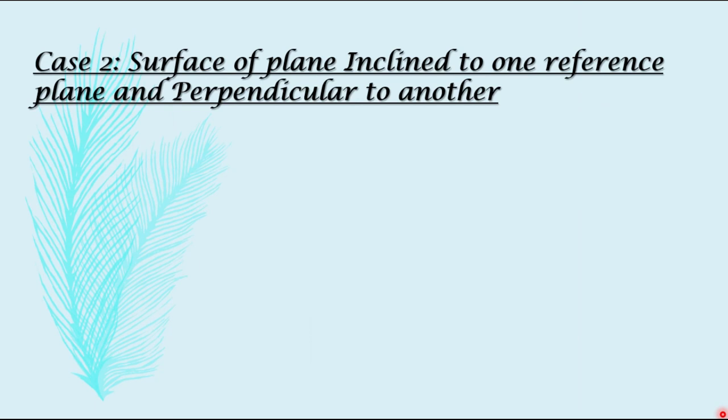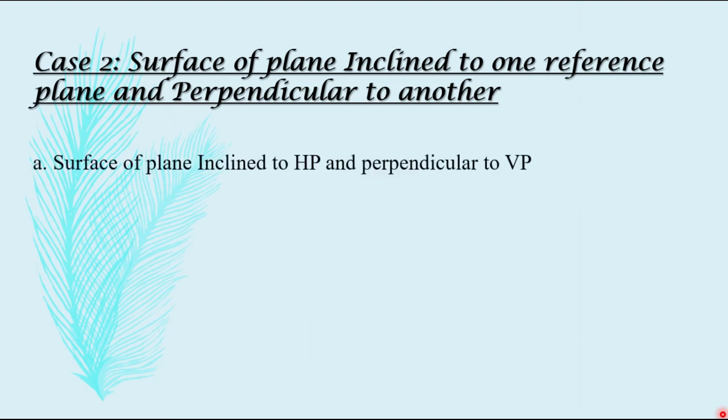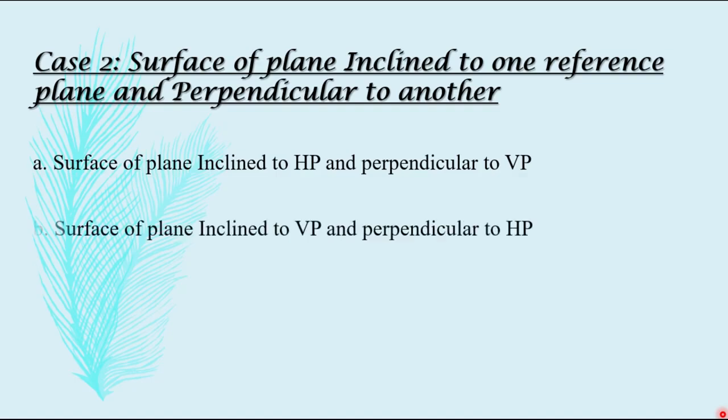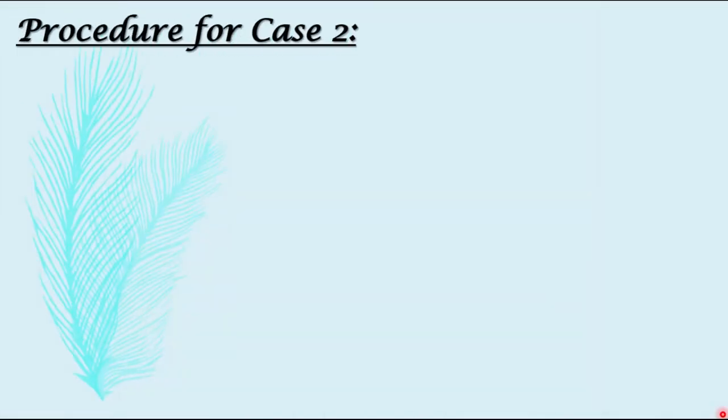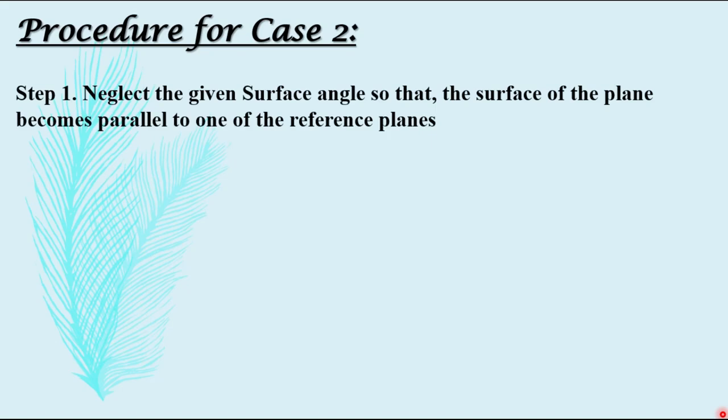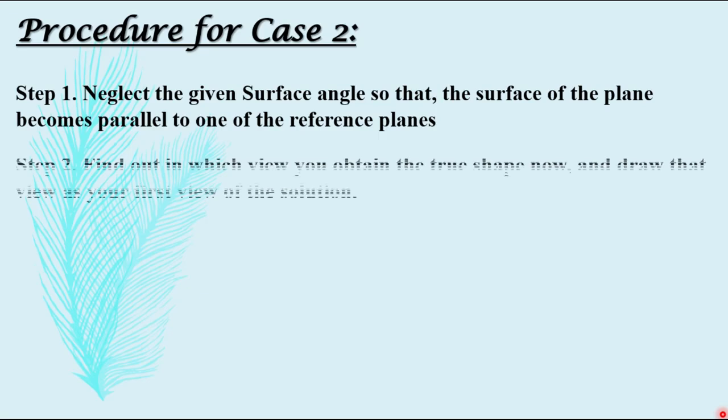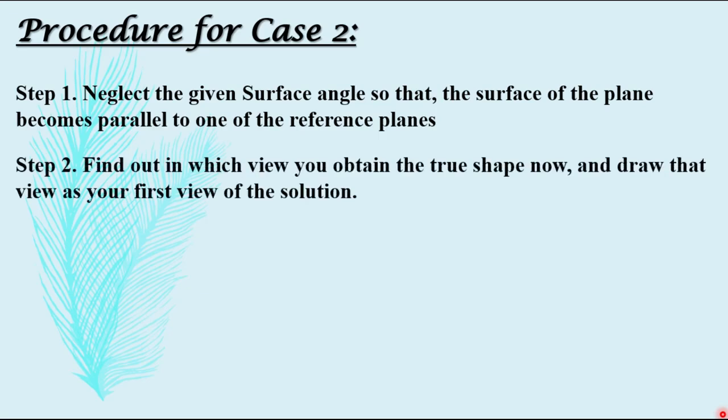Now case 2. It has 2 subcases: surface of plane inclined to HP and perpendicular to VP, or surface of plane inclined to VP and perpendicular to HP. Now let us look at the procedure for case 2. It is valid for both subcases, that is A and B. Step number 1. Neglect the given surface angle so that the surface of the plane becomes parallel to one of the reference planes. Second step. Find out in which view you obtain the true shape now and draw that view as your first view of the solution.